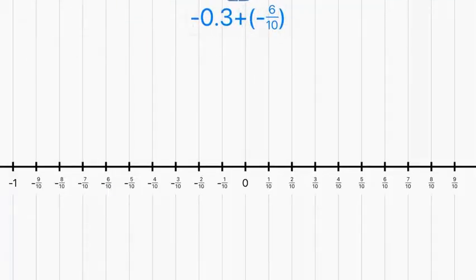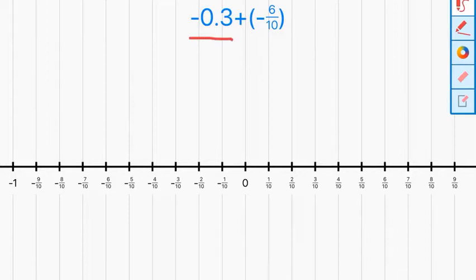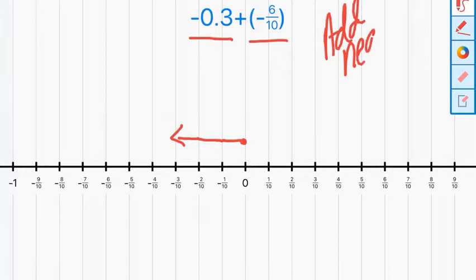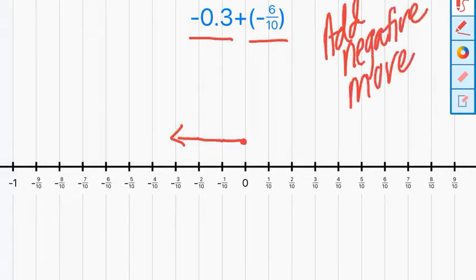Alright, we're going to do negative 0 and 3/10 plus negative 6/10. I'm going to go back 3 spaces to the left to my first rational number. Now I'm going to add negative 6/10. And when I add negatives, remember, you're getting smaller. So that moves us to the left because we are going farther from 0. So I'm going to move to the left 6 spaces.